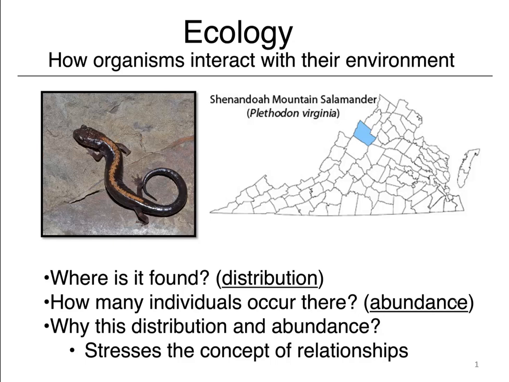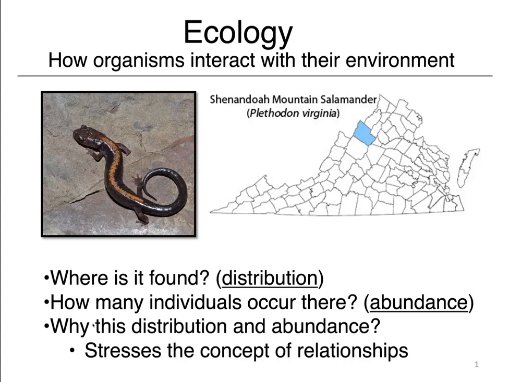And this is also called the abundance, or the number of individuals that occur in a particular place or part of the distribution of this organism. And then the more complicated part: why does this particular distribution and abundance occur? And this is all about understanding the relationships of the organism with its environment and other organisms that it interacts with and other individuals within its population that it interacts with.